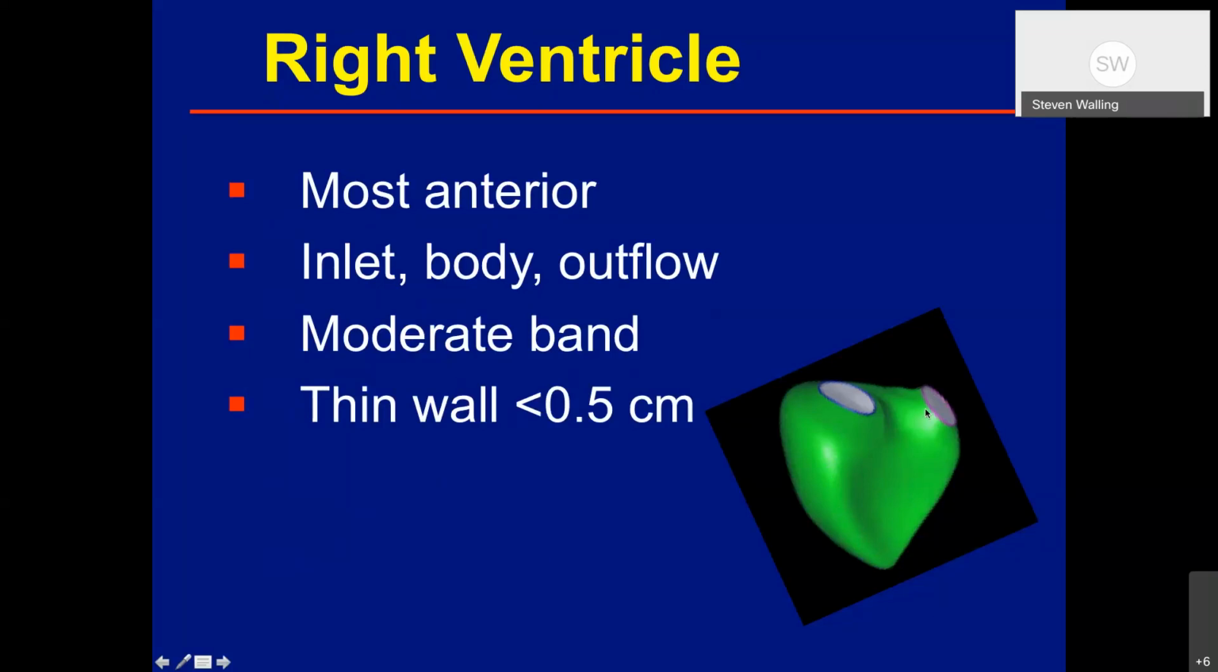One of the specific structures the RV has is the moderator band, as we all know, that crosses horizontally through the RV cavity. And also compared to the LV, the RV is relatively thin. It's usually about 0.5 centimeter. As we know, the LV thickness is usually less than 1 centimeter.